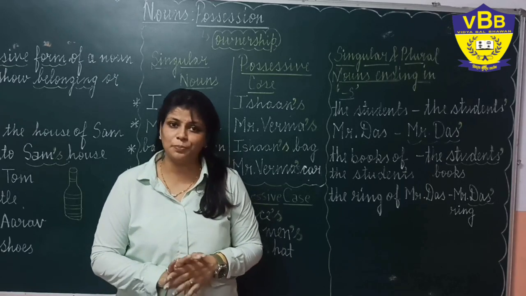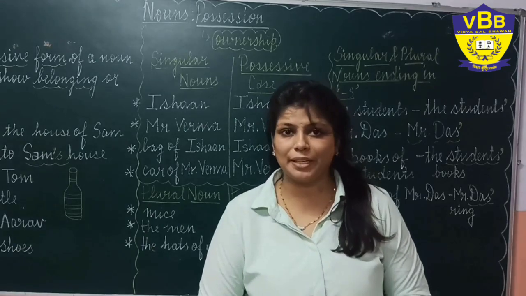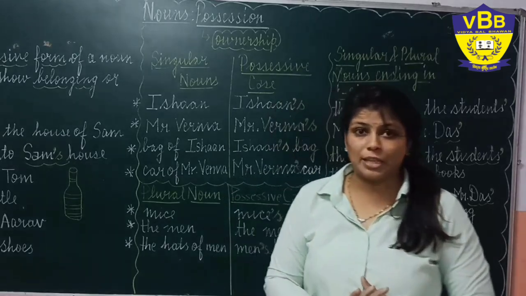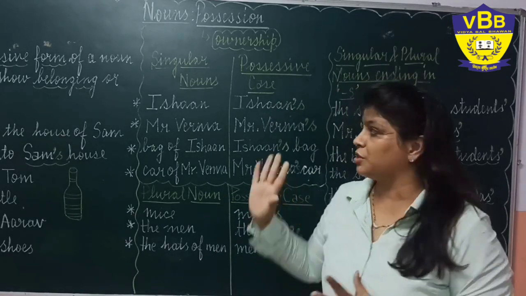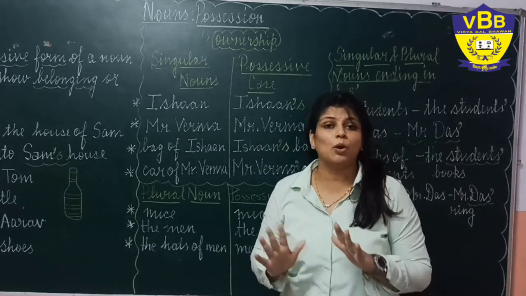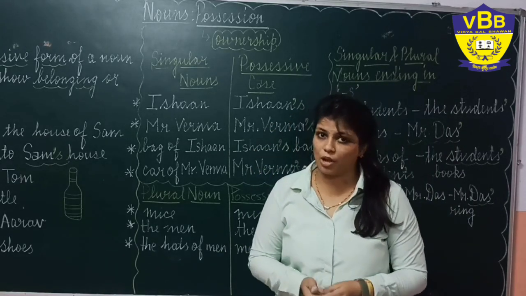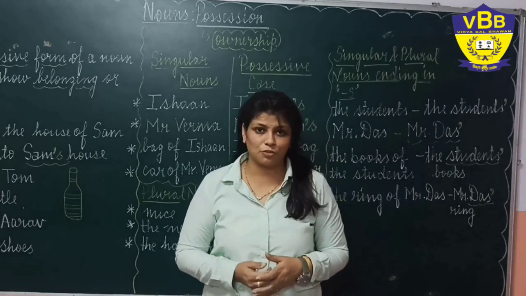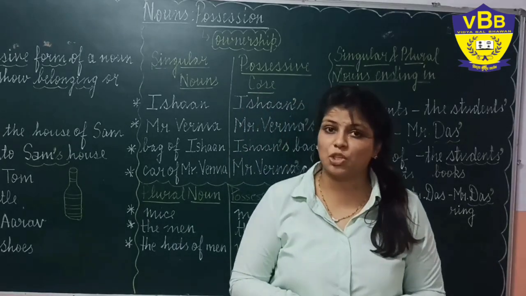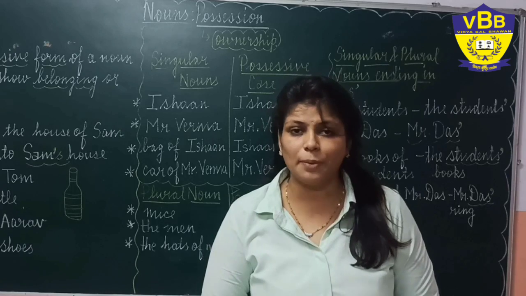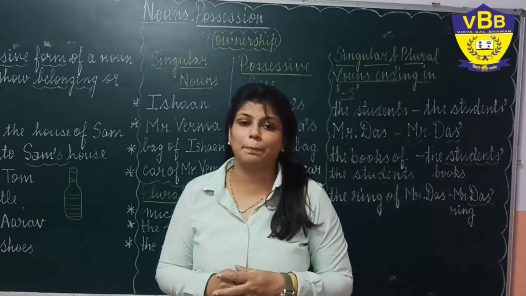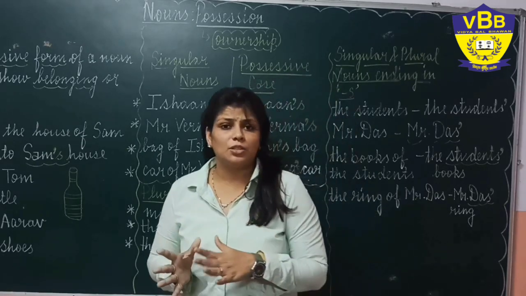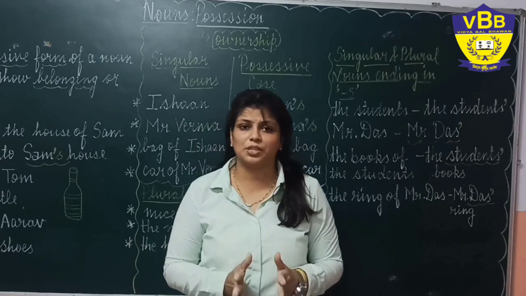So is this clear, children? I hope you have understood this topic, that is, noun possession. Possession is ownership. And what do you mean by the possessive case? The possessive case, or the possessive form of a noun, is used to show ownership, or you can say belonging. And which punctuation mark is used here? We use an apostrophe, or apostrophe S, to change it into the possessive case. And these are the three rules that you have to keep in mind: where to add only an apostrophe and where to add apostrophe S to change it into the possessive case.